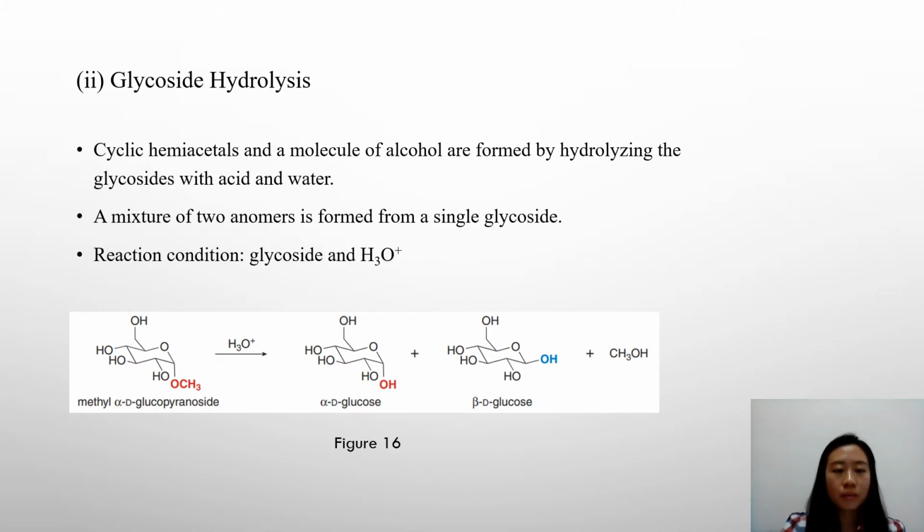Glycoside hydrolysis. Cyclic hemiacetals and a molecule of alcohol are formed by hydrolyzing the glycosides with acid and water. A mixture of anomers is formed from a single glycoside. So the reaction conditions required are glycoside and aqueous acid. Figure 16 shows the general equation of glycoside hydrolysis using methyl alpha-D-glucopyranoside as the example. So the products formed are alpha-D-glucose and beta-D-glucose. The byproduct is methanol, CH3OH.